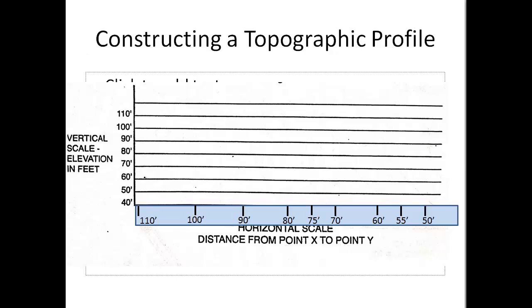So at point X, we were at 110. At our first mark, we were at elevation 100. Then we were at elevation 90, elevation 80, elevation 75, elevation 70, elevation 60, elevation 55, and elevation 50. Now, if we connect these dots, what we're going to see is the slope of the area. And so we have a basic topographic profile.